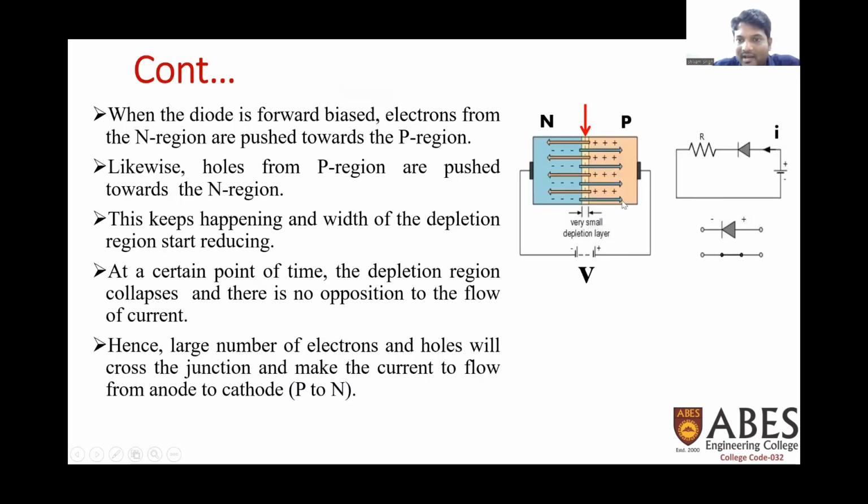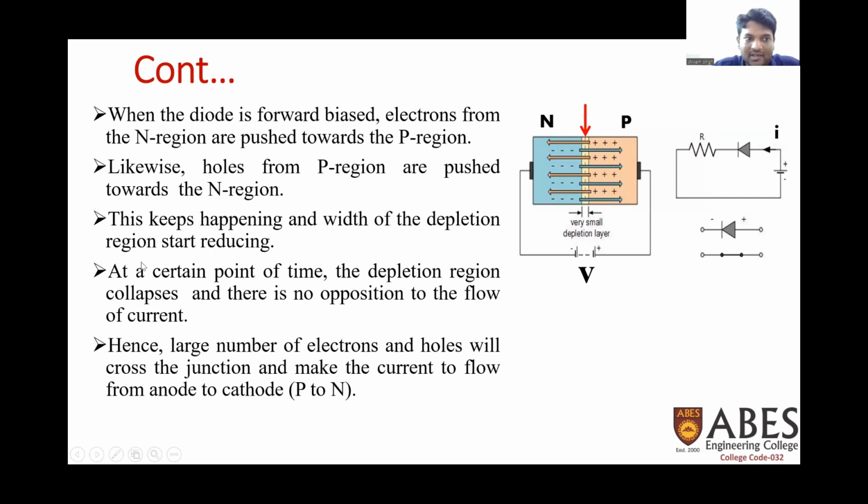Now you can see the internal mechanism of a PN junction diode. Here we have supplied a voltage to the PN junction, and you can better understand with the following points. When the diode is forward biased, electrons from the N region are pushed toward the P region. Likewise, holes from P region are pushed towards the N region. So if you supply voltage to the PN junction diode, then electrons will be pushed to P region and holes will be pushed to N region, and in this way, they will cross the junction. The junction I have mentioned with this red color arrow, you can see here.